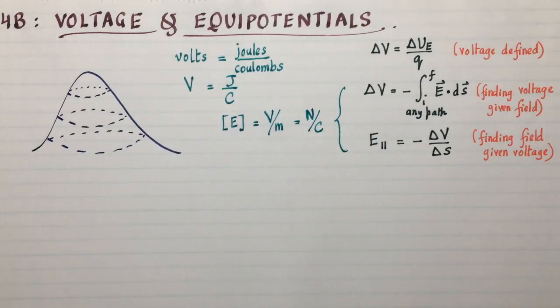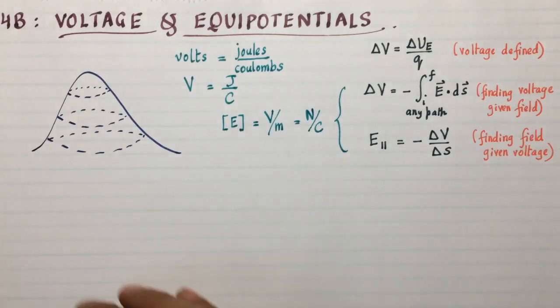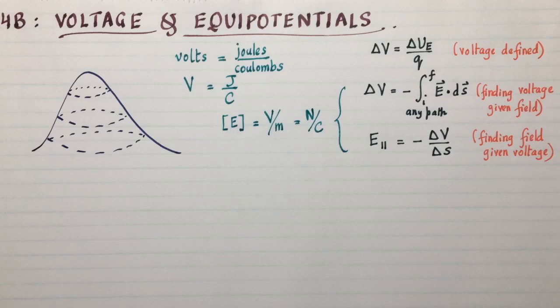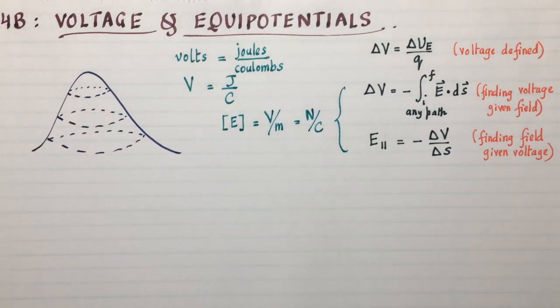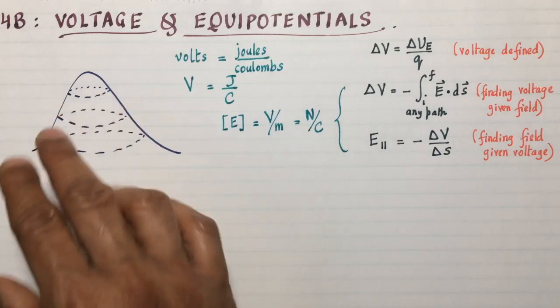So once you have these concepts, what else can you do? The next thing we're going to look at are called equipotentials. Equipotentials are lines of constant potential. So here I have a hill, think of it as a mountain or something, and I've drawn contours. A geologist would look at the contour map of a hill.